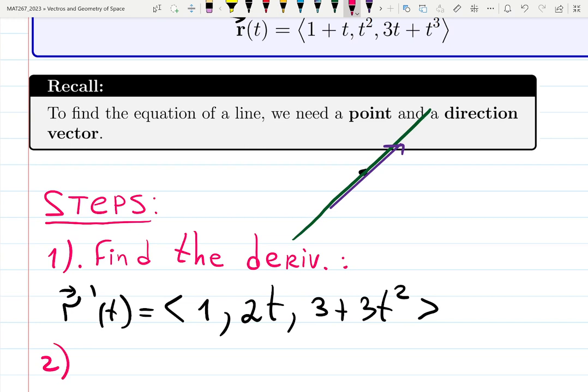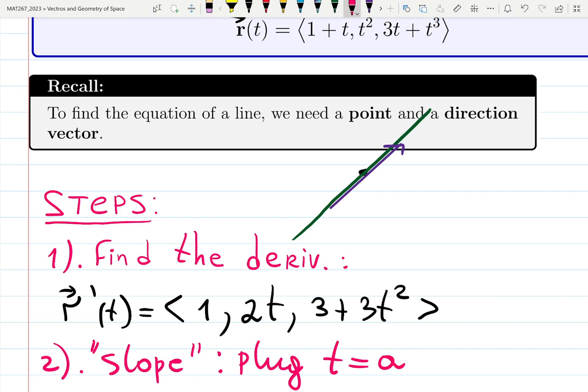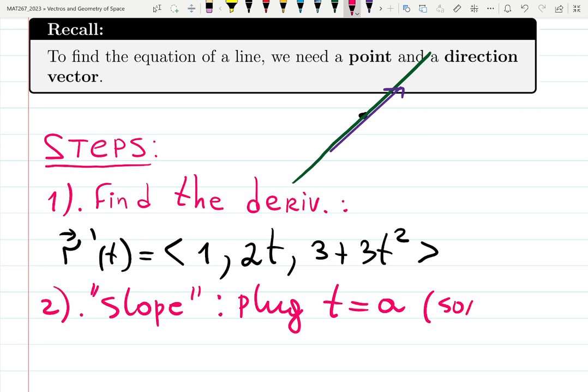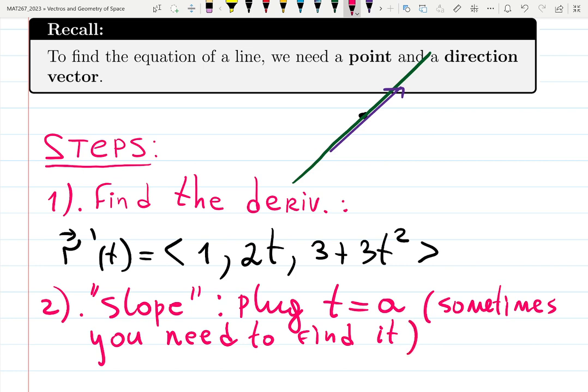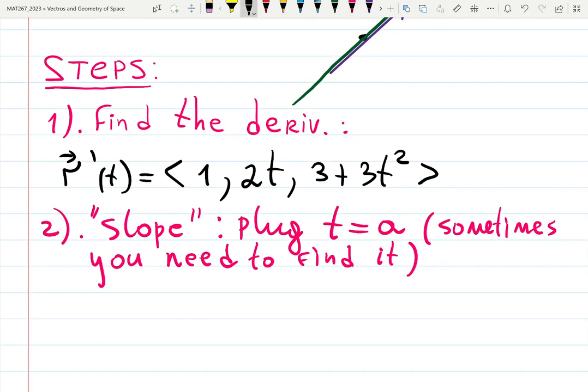Step 2 is to plug. We need slope, right? Slope. Now it has different meaning, though. But the slope is whatever we find as derivative at all points. I need at one point plug t equals a, whatever is given. Sometimes you need to find it though. In this case, they gave me t. What is it? 1. So r prime at a, in our case, r prime at 1.